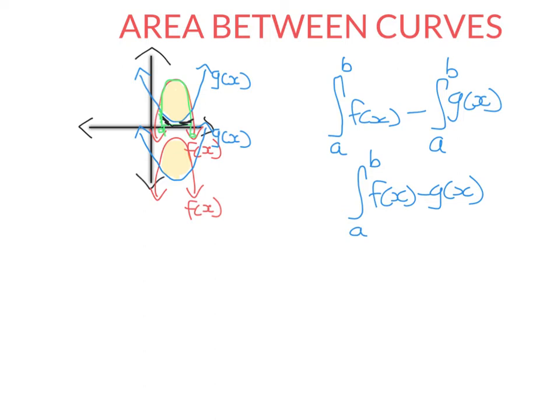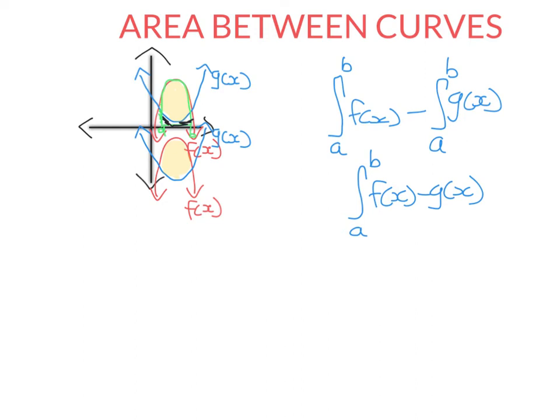What does matter is that the greater function, the function with the greater y value, is first. And then you subtract the one with the lower y value. So f(x) is on top, so it goes first. g(x) is on the bottom, so it's the one being subtracted.